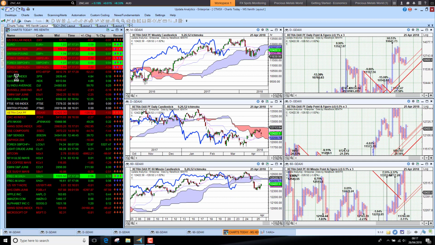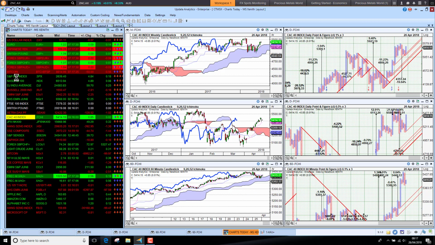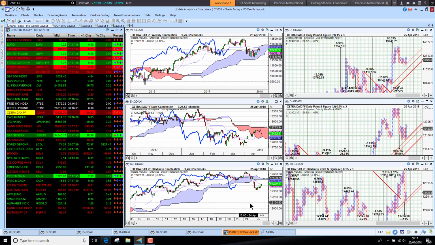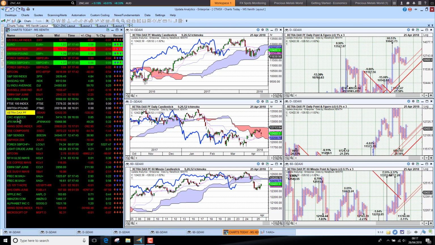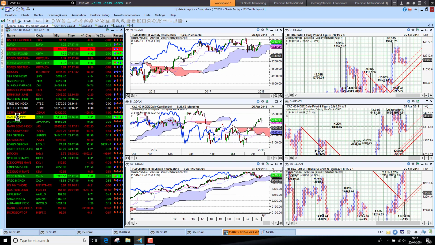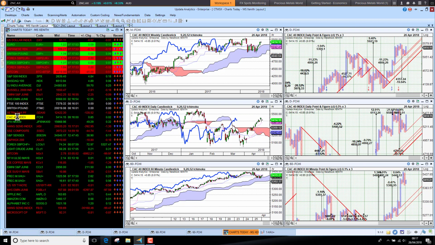Looking at the Xetra DAX, we're down 1% this morning, so not looking as good, and the CAC 40 is fairly flat, but medium term looking better than the DAX. The DAX short term is still bearish and medium term bearish. The CAC 40, strangely, is actually looking better on the medium and short term chart.